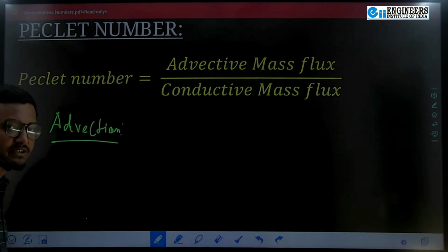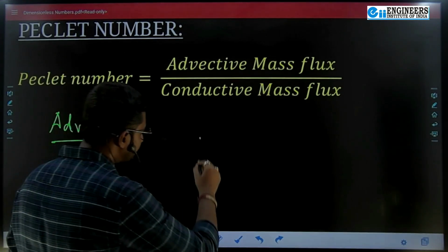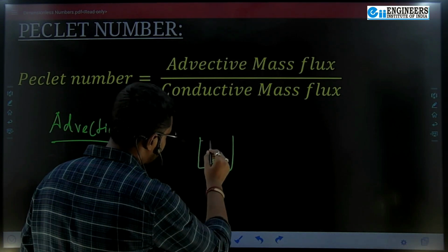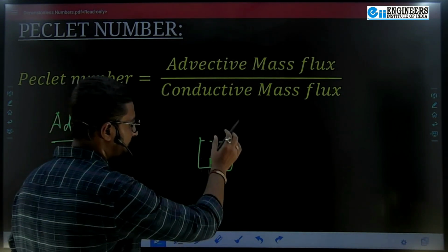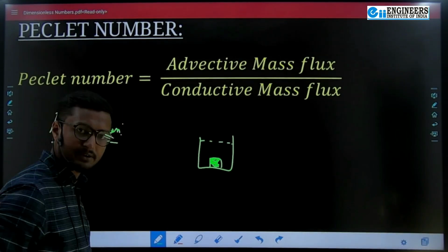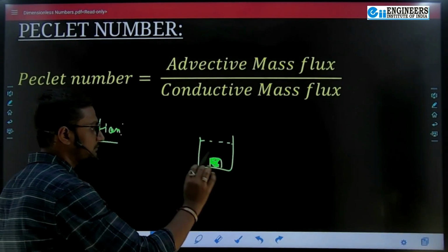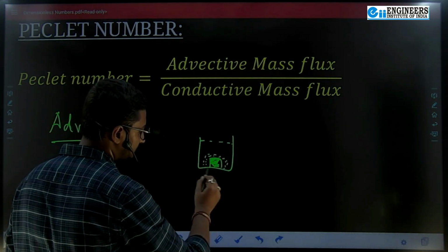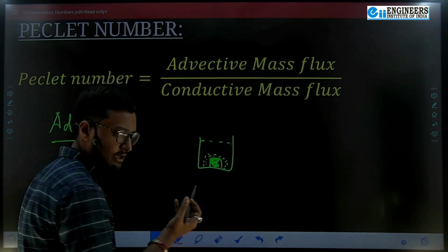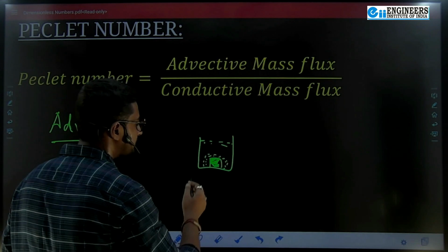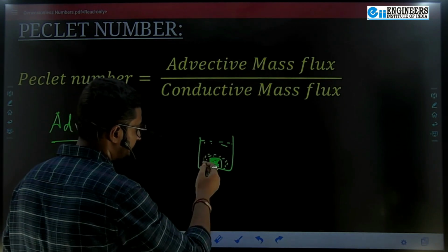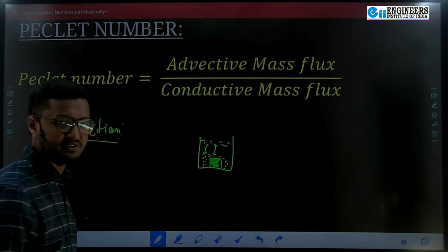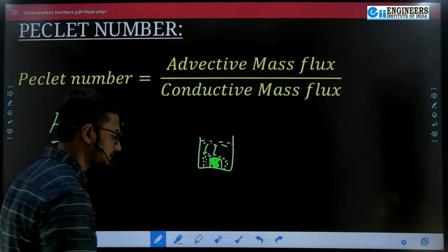In simple language, suppose there is a beaker filled with water and we have placed a sugar cube here. So mass transfer will take place. If we don't disturb this system, slowly the sugar molecules will dissolve and create a heavy density solution here, and the concentration of the sugar molecules is less at the top. Because of this concentration difference, the mass transfer will take place. The sugar molecules will travel from here to here. This is known as conduction.